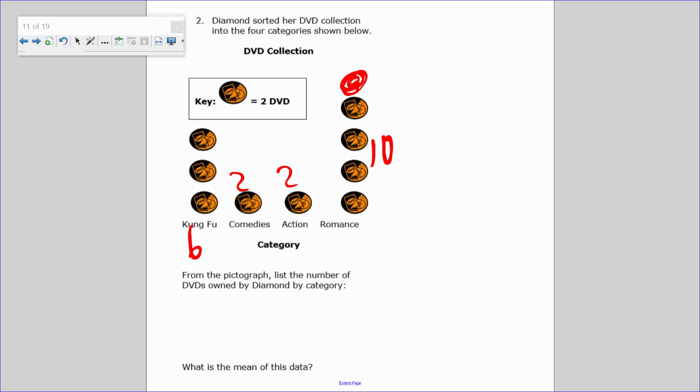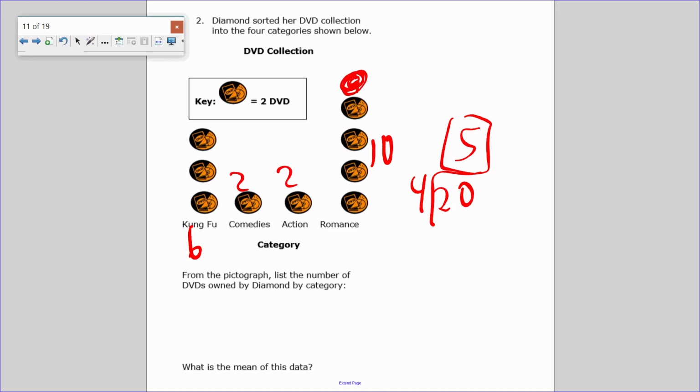So 6 people like Kung Fu, 2 people like comedy, 2 people like action, 10 people like romance. If you add all of this up, it adds up to 20. I divide it by 4 categories. 5 is the mean or average. So Kung Fu is above average. Comedies and action are below average. And romance is way above average.